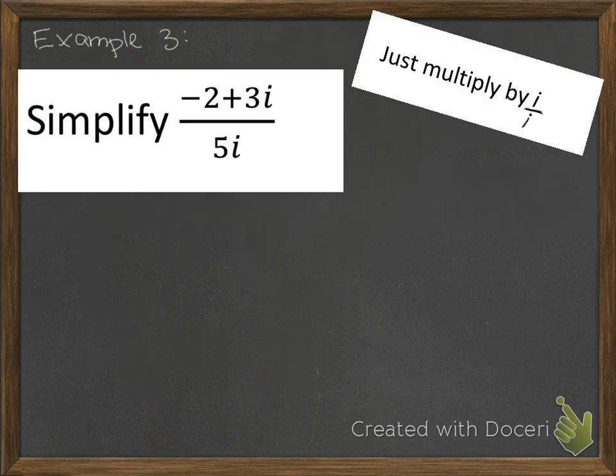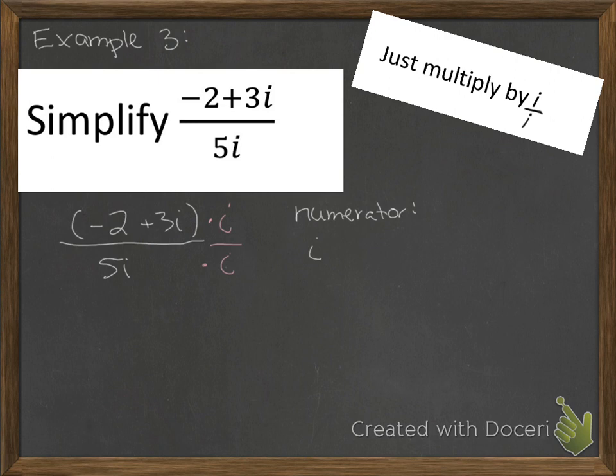That's fine. I always just multiply by i over i. And so you don't believe me, I'm going to show you that it still works. So here's my original equation. Instead of multiplying by negative 5i, I'm just going to multiply the top and the bottom by i. That's it. So let's look at what happens with our numerator.